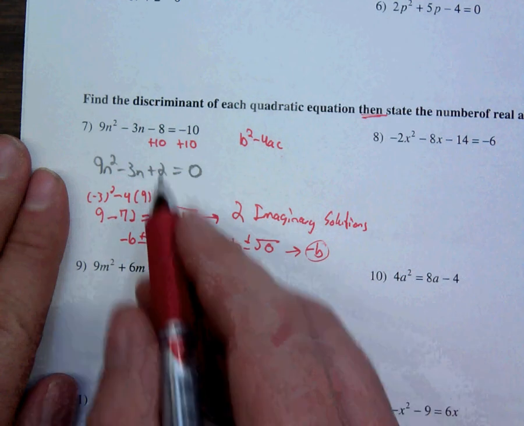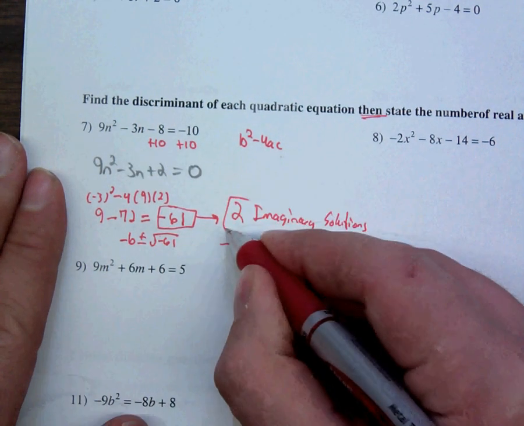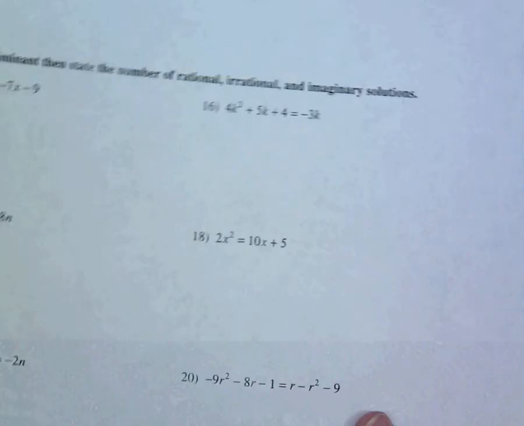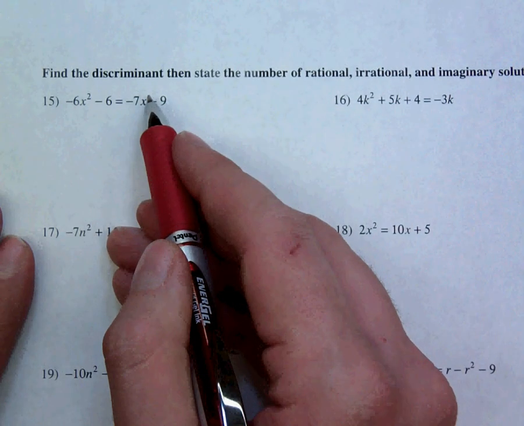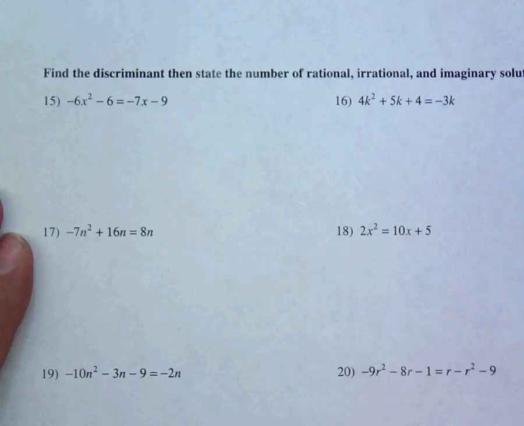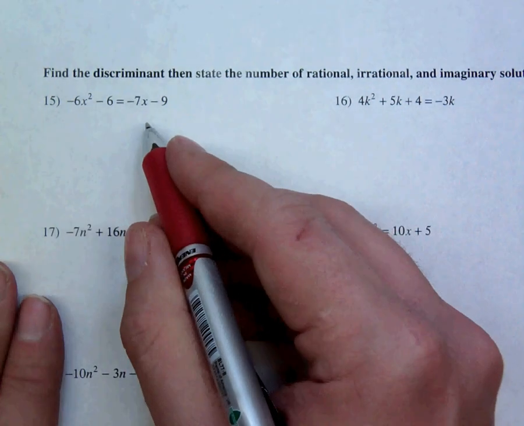So our answers here are the discriminant is negative 61, and because the discriminant is negative 61, we have two imaginary solutions. On the back, here it says, find the discriminant, so doing the same thing, then state the number of rational, irrational, and imaginary solutions. So, again, this is not equal to 0. We can't find the discriminant yet.